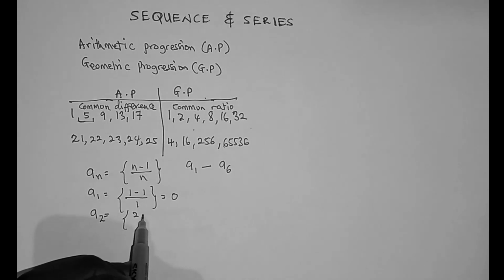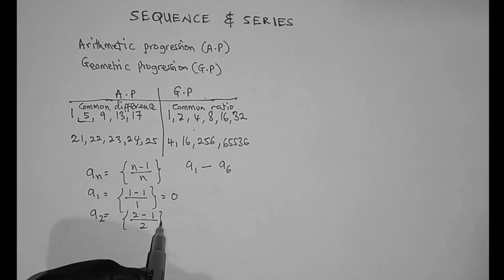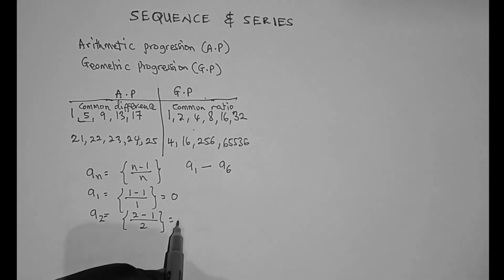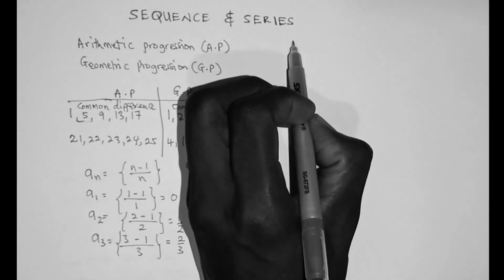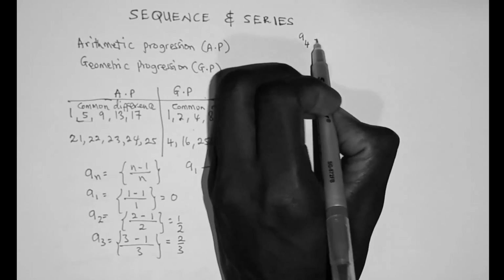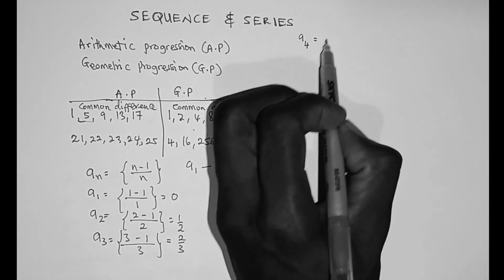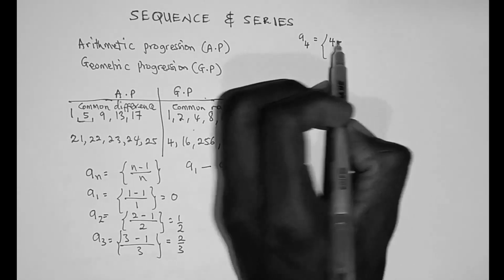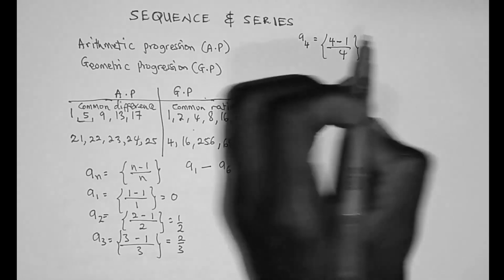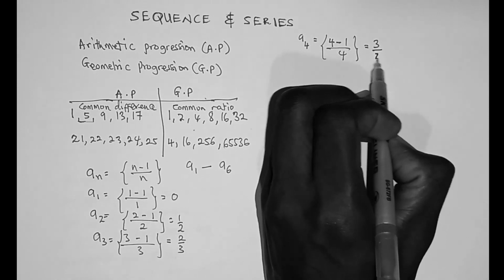What about A2? A2 is 2 minus 1 divided by 2. And 2 minus 1 is 1. 1 divided by 2 is 1 over 2. What about A3? A3 is 3 minus 1 divided by 3. And 3 minus 1 is 2. So this is equal to 2 divided by 3. What about A4? A4 is just insert 4 inside the sequence. So in this case, it will be 4 minus 1 divided by 4. And 4 minus 1 is 3. So this is equal to 3 divided by 4.